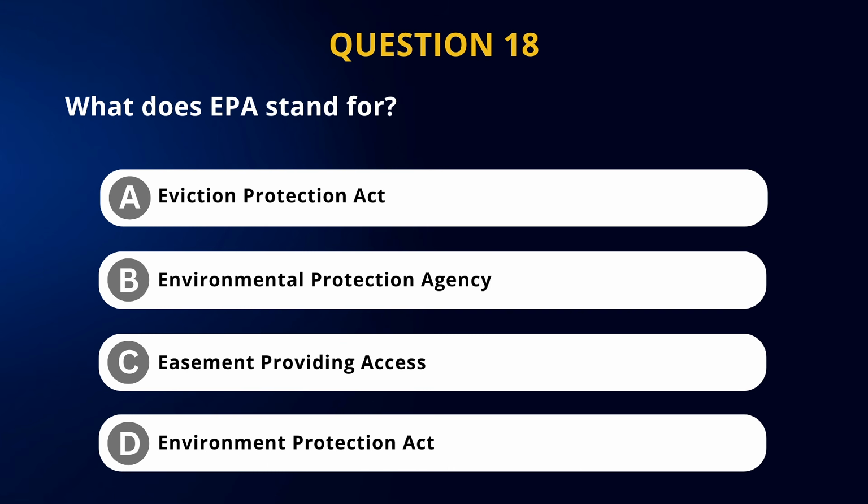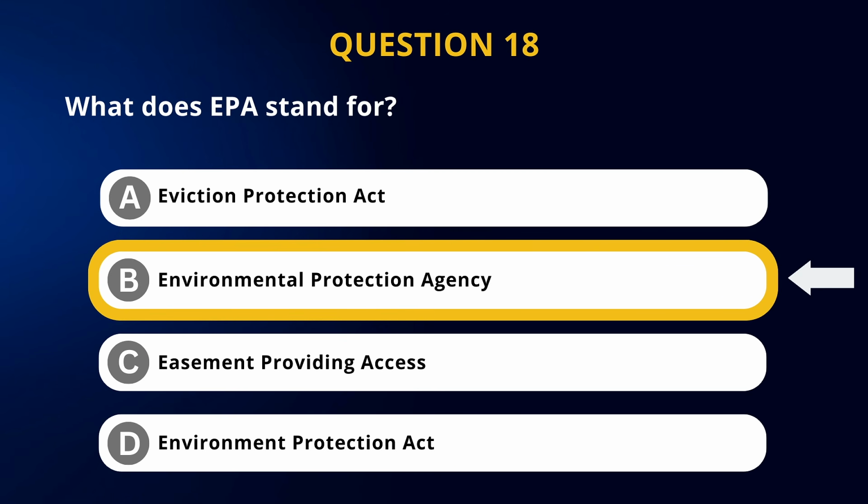Question number 18. What does EPA stand for? Letter A, the Eviction Protection Act. Letter B, Environmental Protection Agency. Letter C, Easement Providing Access. Letter D, Environment Protection Act. What does EPA stand for? And the answer is letter B, Environmental Protection Agency.